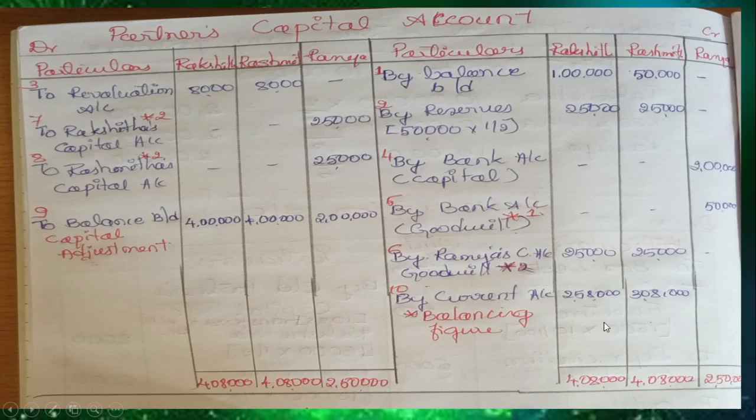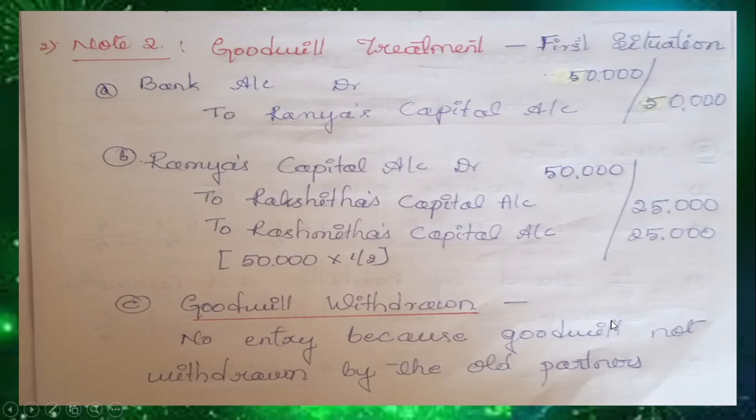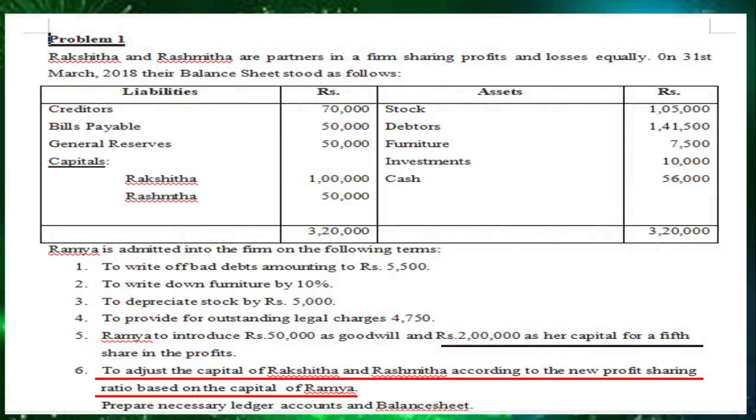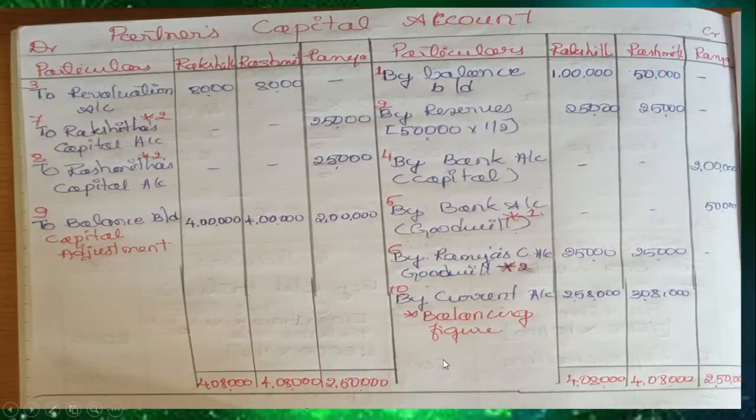So for that reason, here Rakshita's capital balance is 2,58,000 and Rashmita's capital balance is 3,08,000. While transferring this balance, we need to find out the adjustment carefully. The balances in the partners' capital account can be transferred to the partners' current account for a short period.